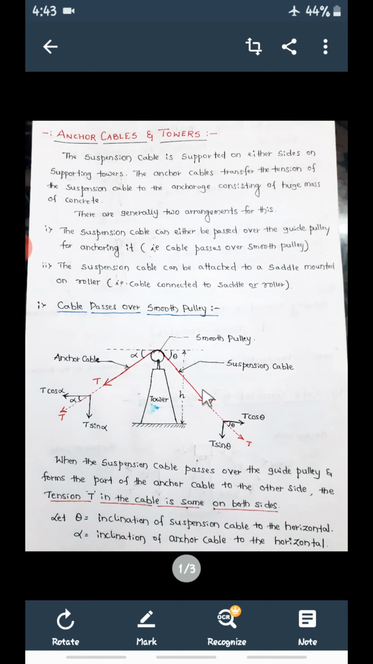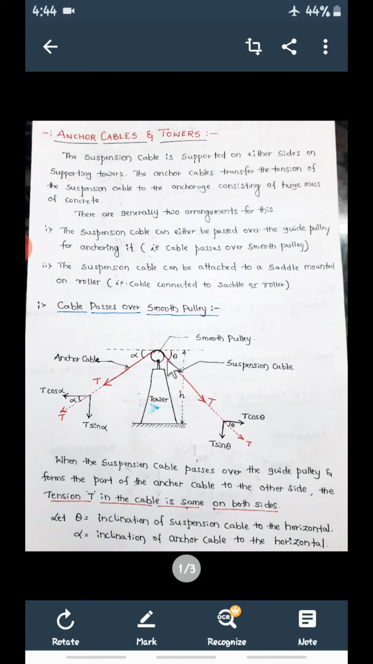One end is the suspension cable and the same cable passes through this pulley, and this is called the anchor cable. This is the tension in the suspension cable and this is the tension in the anchor cable. Now this force and this force will be the same because of this pulley. Since it is a frictionless, smooth pulley, the same force will be there in these two cables. This is T, and this is also T because of this frictionless pulley.